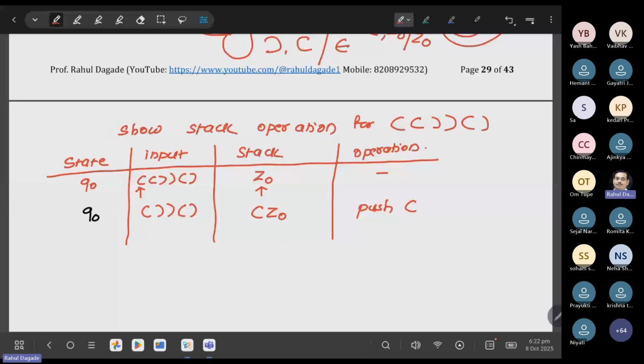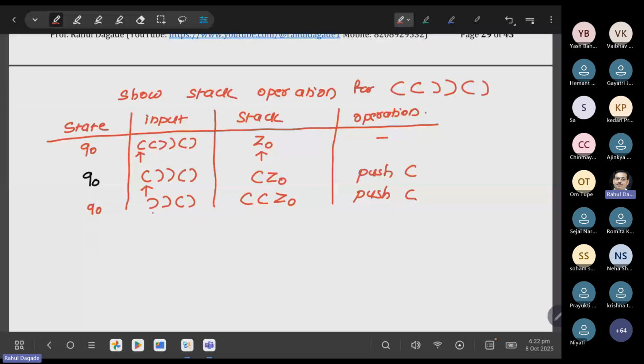Now again we are in the q0 state with an opening parenthesis. So we are in the same state q0. The opening parenthesis is again pushed on the stack. So closing parenthesis, closing, opening, closing. So now we have on the stack c c z0. So what is the operation? This is again a push operation.